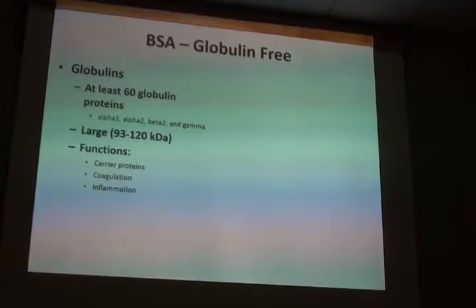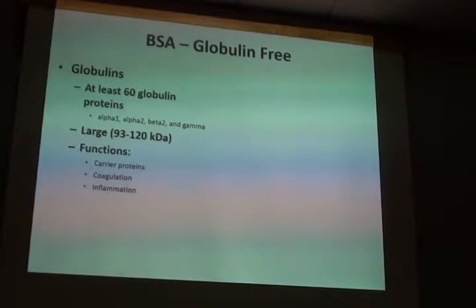And then I think this is actually the last thing, the importance of globulin-free BSA. So there are a lot of different types of globulins that generally fall into 4 different categories: alpha 1, alpha 2, beta, and gamma. They're very large, they're larger than BSA, and they generally function in similar fashion to BSA. They function as carrier proteins and in coagulation. But where they differ a little bit is their function in inflammation.